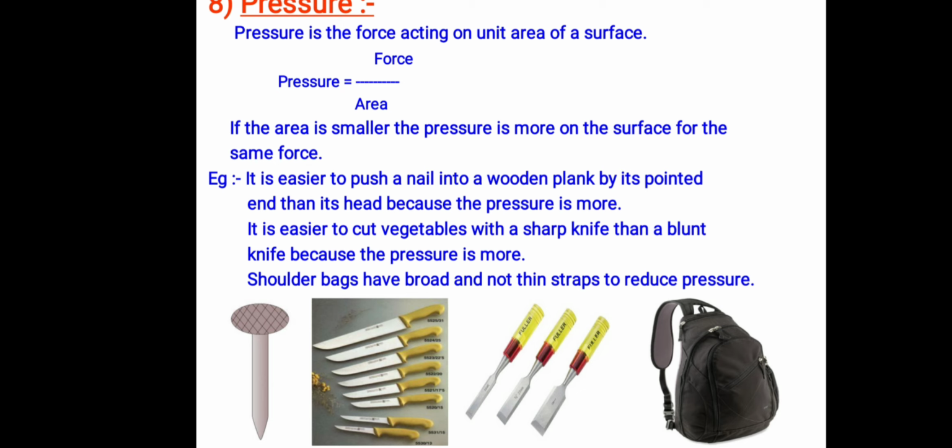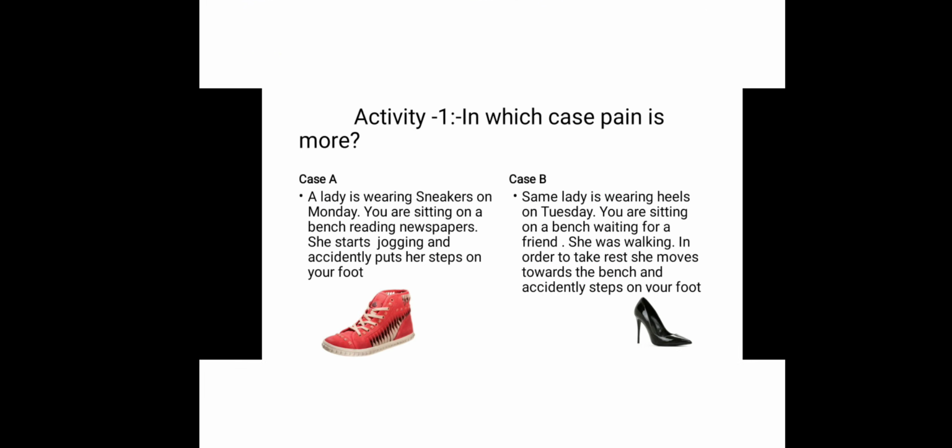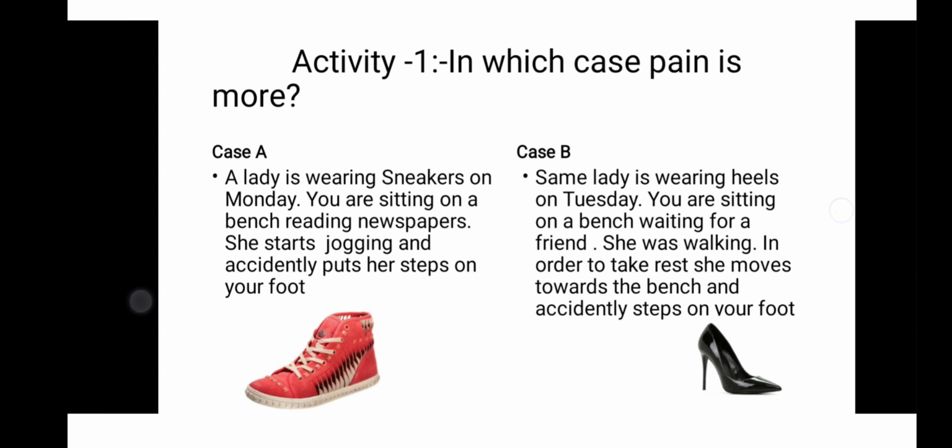The next example: shoulder bags have broad and not thin straps to reduce pressure. Because the shoulder bags have broad straps, the area is larger, so the pressure is less. I hope it is clear. We move on to the next example.